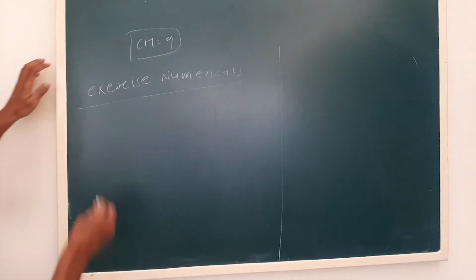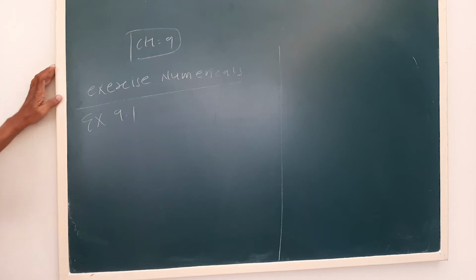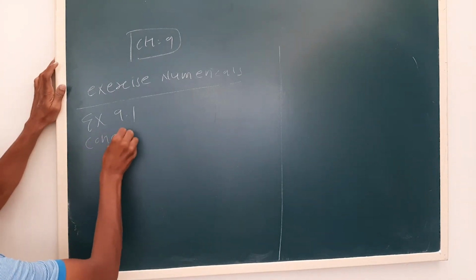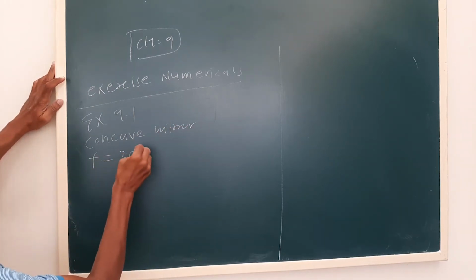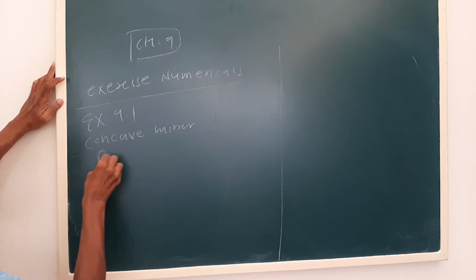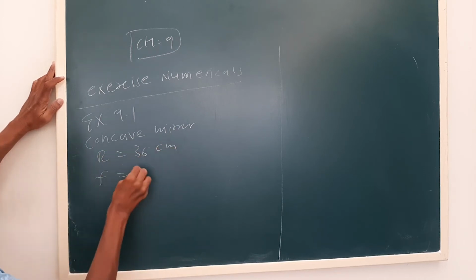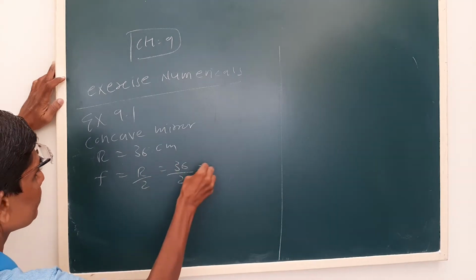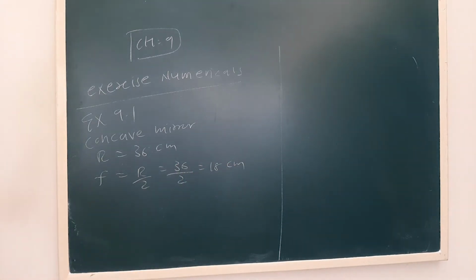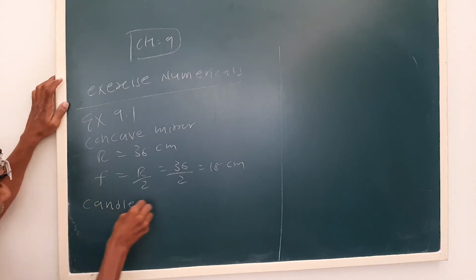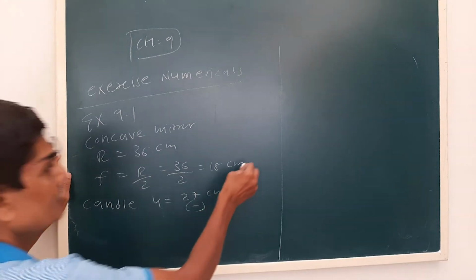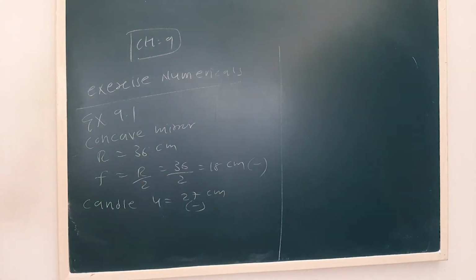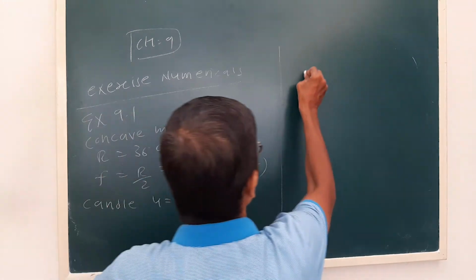Now see here, exercise number 9.1. A concave mirror of focal length 36 centimeter. Radius of curvature is 30 centimeter. So F will be R by 2. Now see, a candle is kept at 21 centimeter. For the concave mirror, the focal length, by convention, we have to take negative, and the object distance also we have to take negative. We have to find out the image distance. Now we use the mirror formula.